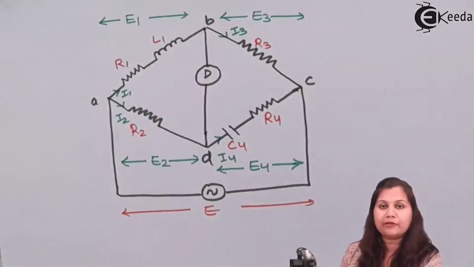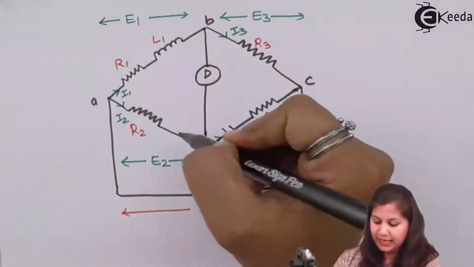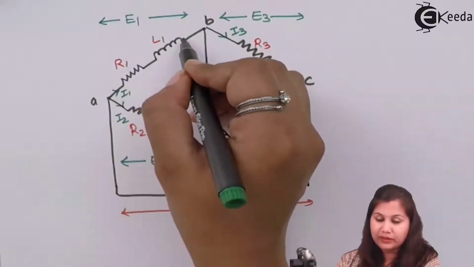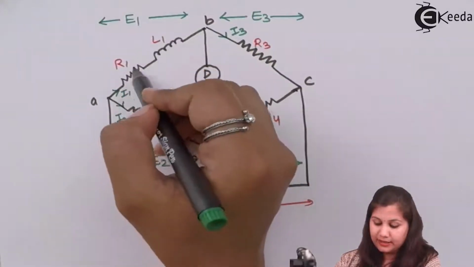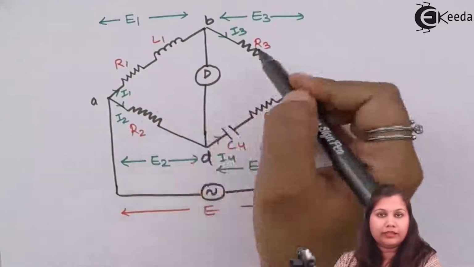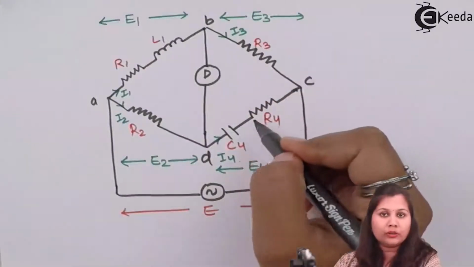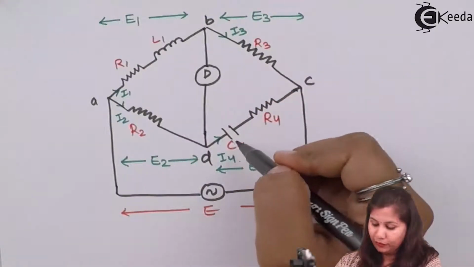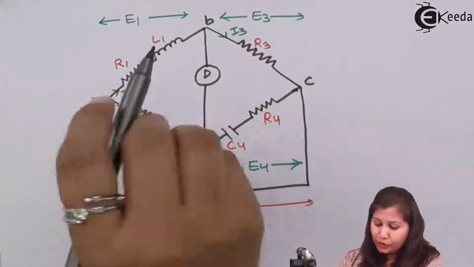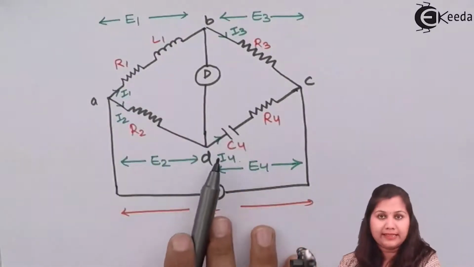This is the circuit diagram for the Hay bridge. In this bridge we have four arms: AB, BC, CD and DA. In the arm AB, we have a resistance in series with the inductance. This resistance and inductance value we want to measure. Then R3 and R4 are the two known non-inductive resistances, and C4 is a variable standard capacitor. So here we will measure the value of L1 in terms of this capacitor C4.